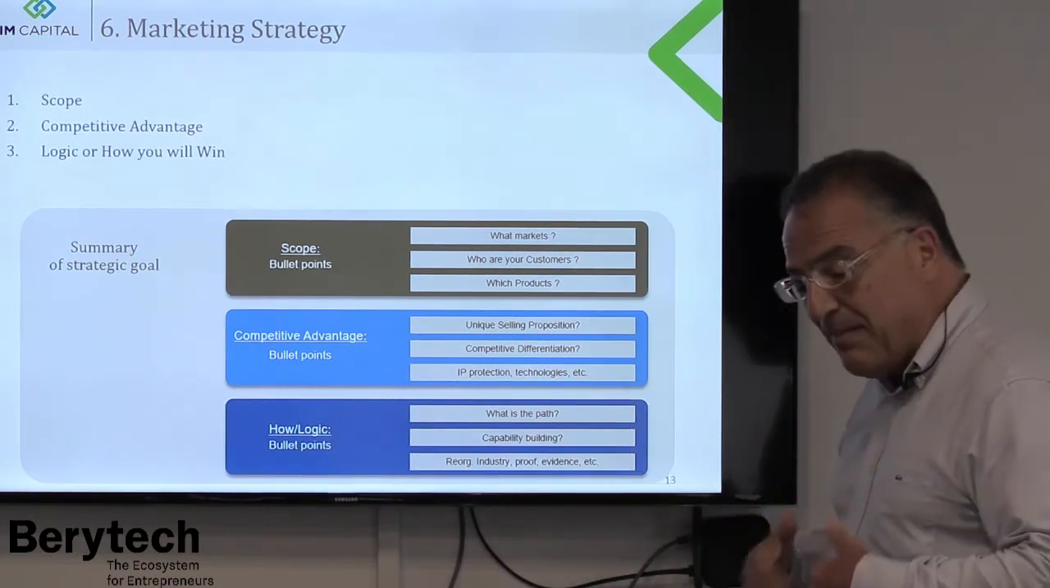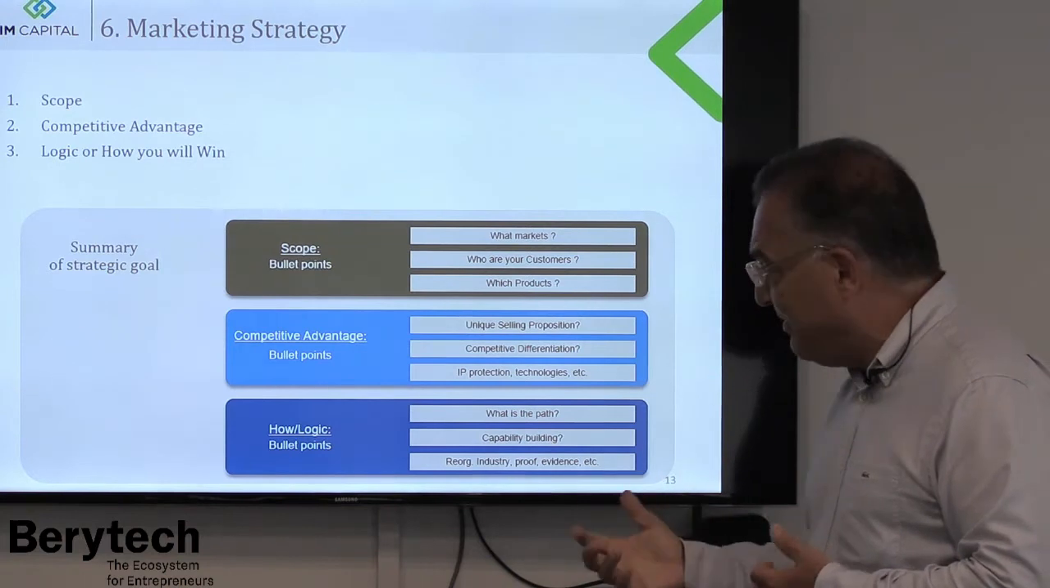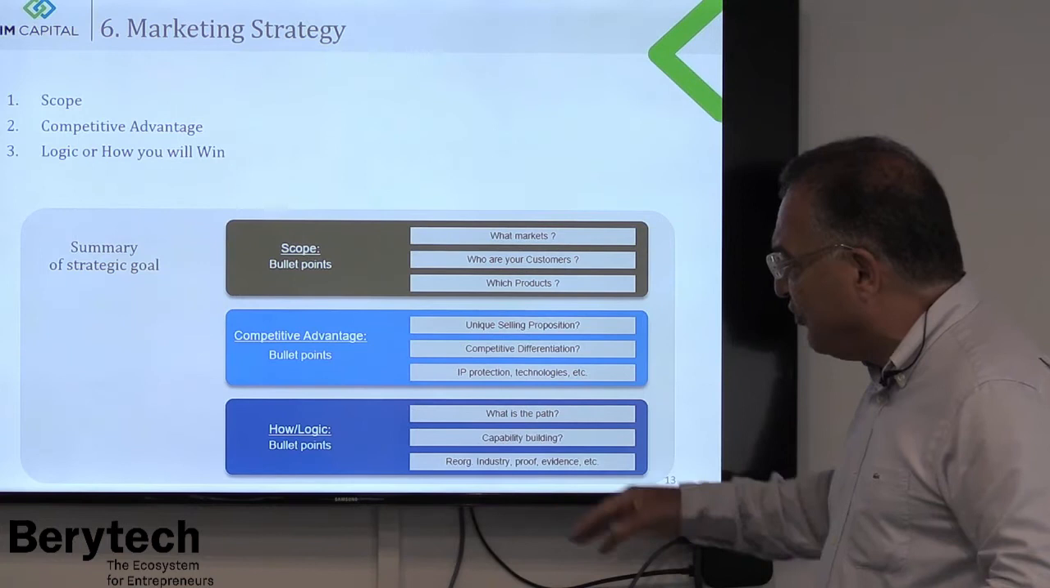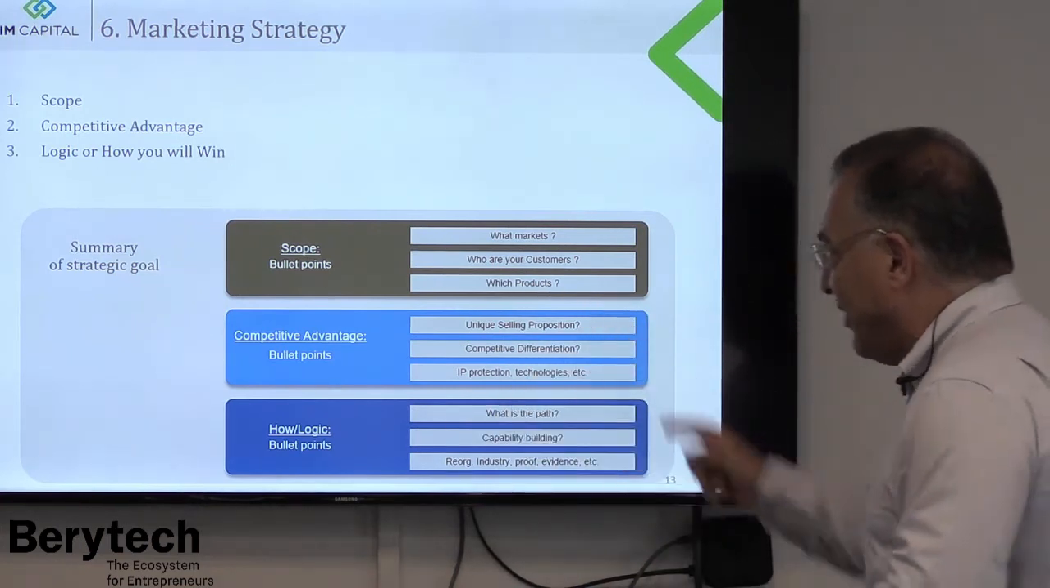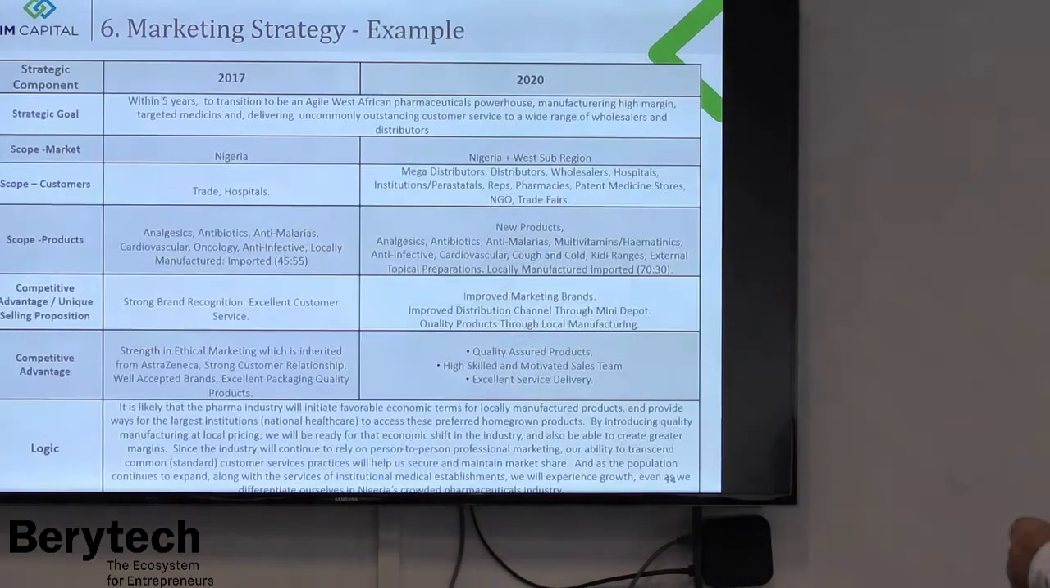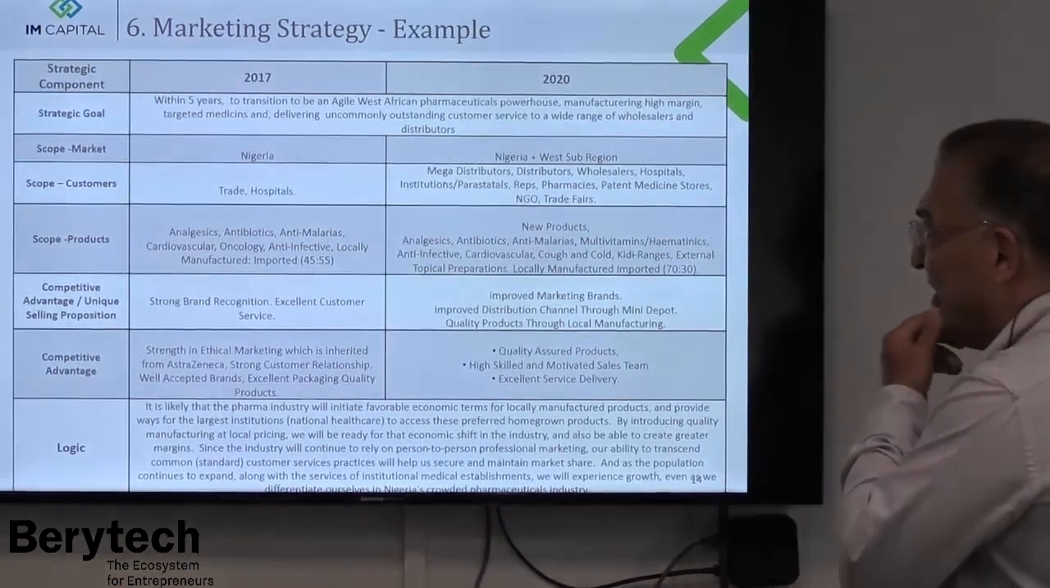What is the capacity or core competency that you're going to be building? It could be your structure, it could be the different elements that you have. I'm going to show you an example. This is one of the companies that I'm currently working with. I'm sitting on their board. It's a pharma company.